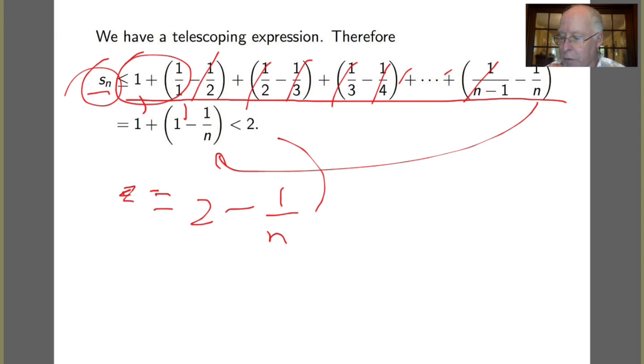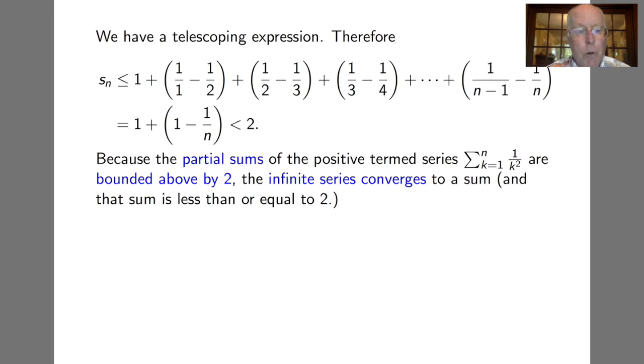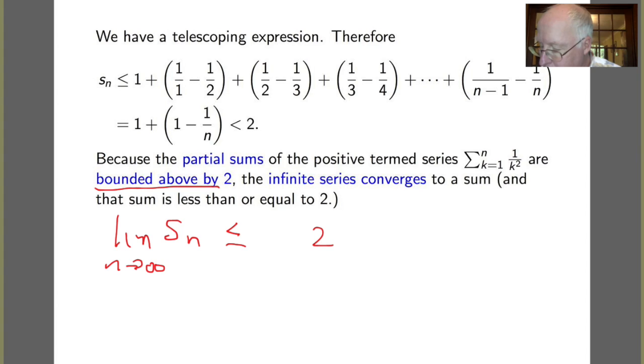So this is a sequence of partial sums for a non-negative term series that is bounded above. So the partial sums of the positive term series are bounded above by 2. And so that means the infinite series converges to a sum, and that sum is less than 2. So we have S sub n less than or equal to 2, and so the sum of the series is the limit as this happens. And of course the limit of 2 is just 2, and this limit of S sub n is the sum of the series.